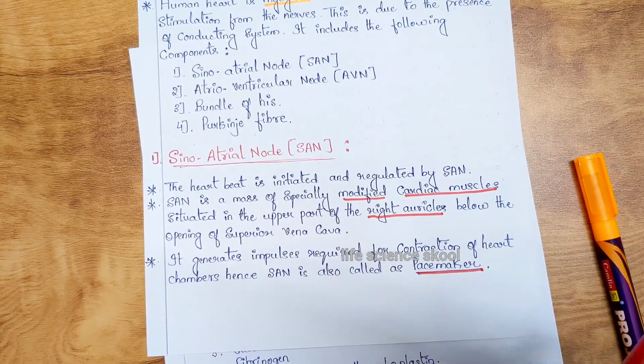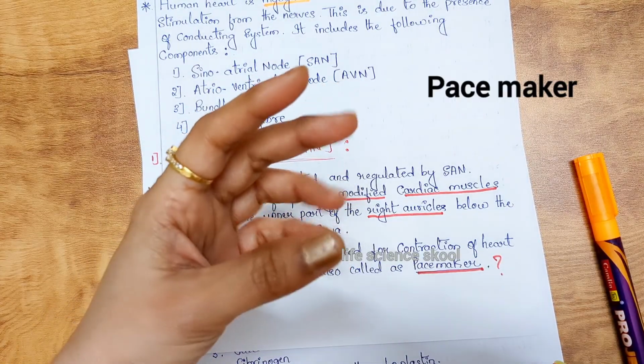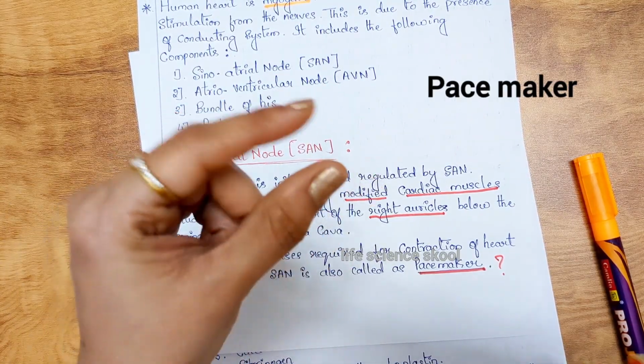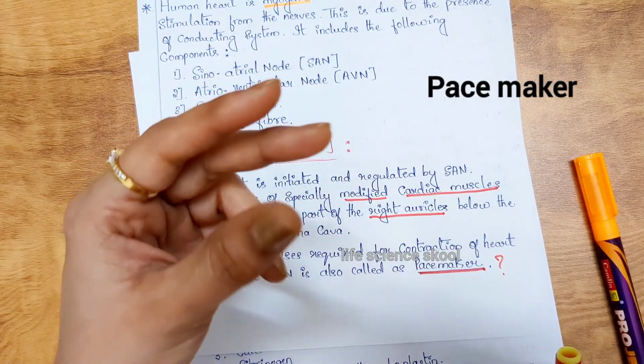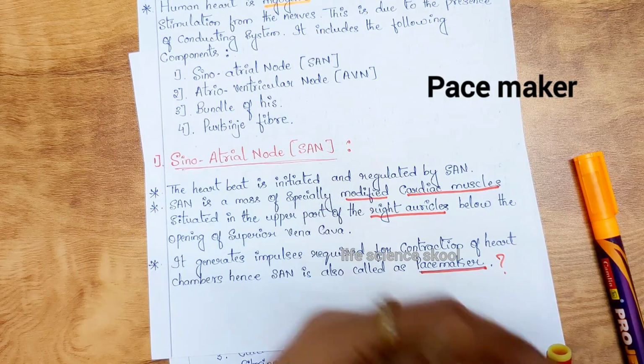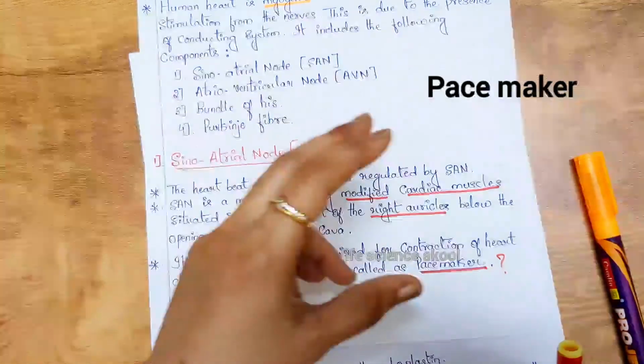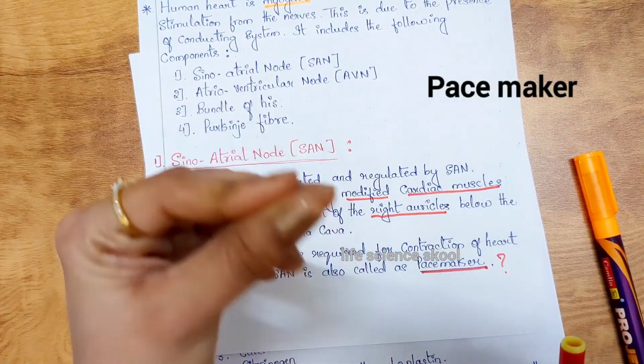Now the question arises in your mind: what is this pacemaker? The pacemaker is a small device, about the size of a small matchbox. It weighs only about 15 to 20 grams, and it is implanted inside the human body.